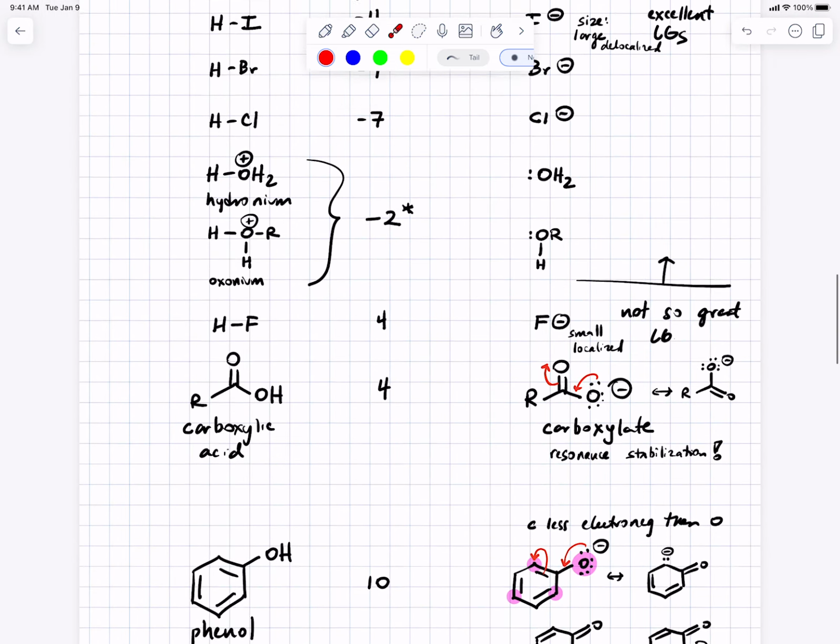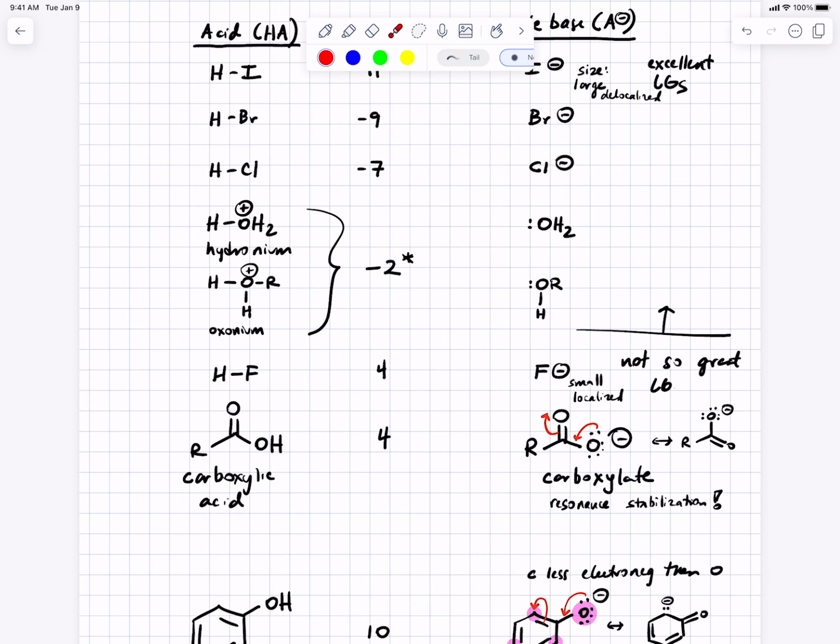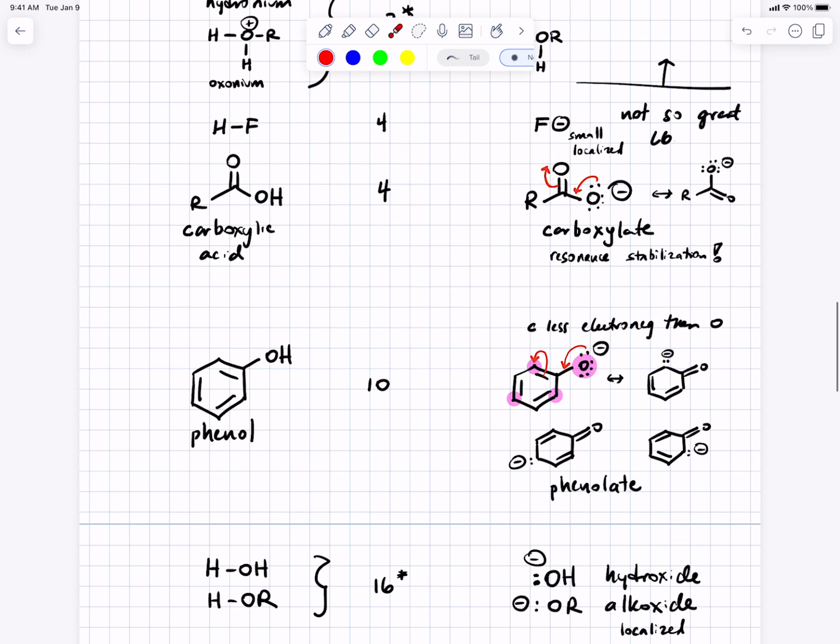So if I asked you why HF is less acidic than HI, you could say it's the size of the conjugate base. If I ask you why is HF so much more acidic than water, how do we think about that comparison? HF versus water, 4 versus 16. Let's see, that's 10 to the 20 times, no, sorry, wrong way. We can do math. 1 trillion times less acidic for water than HF. What's the big difference there? F minus versus OH minus. What's your answer?